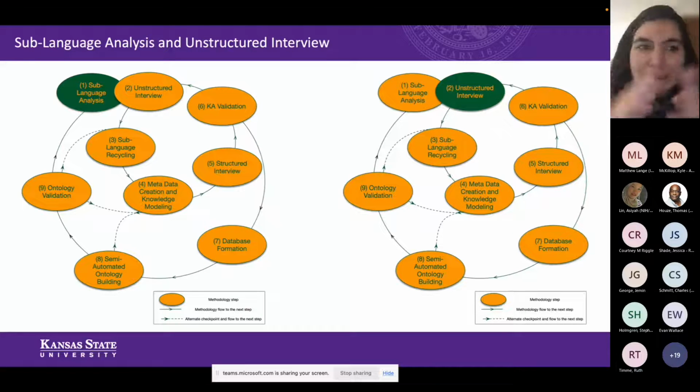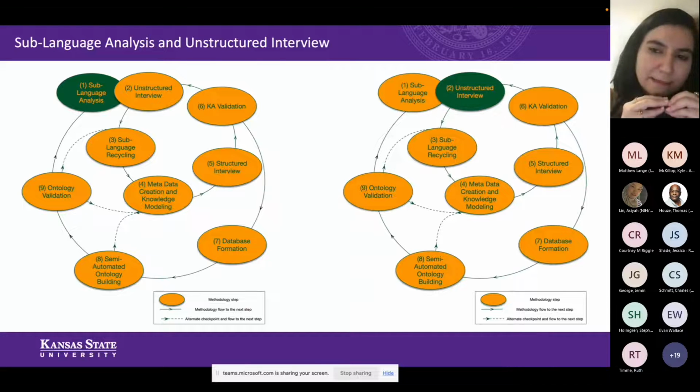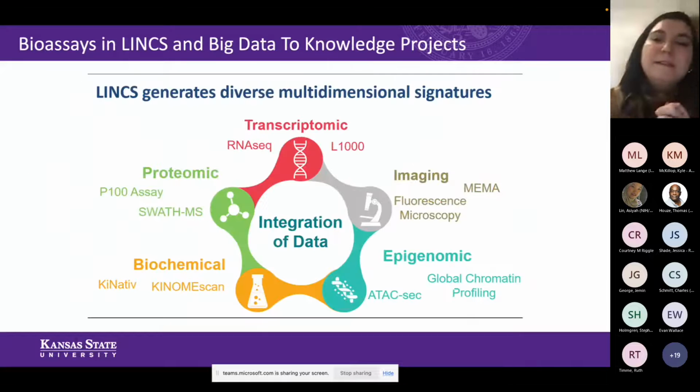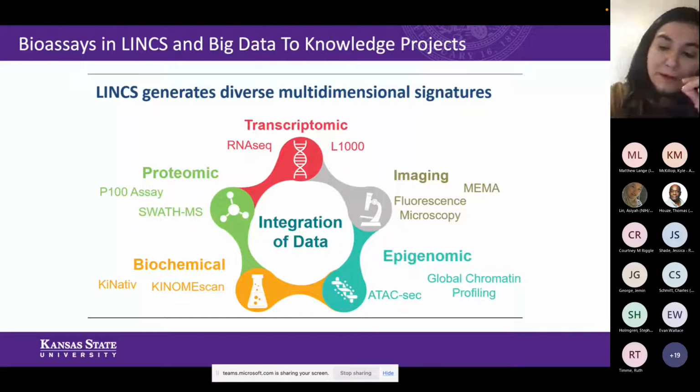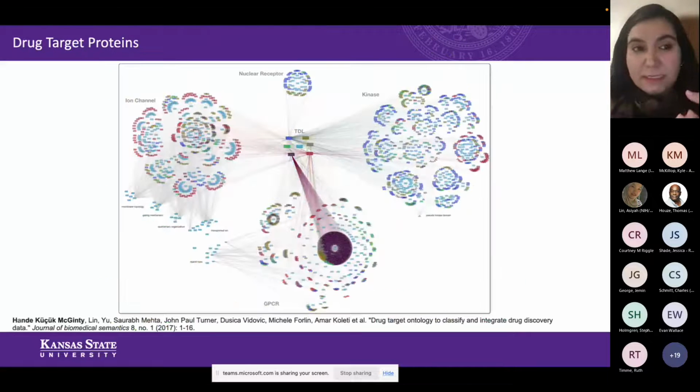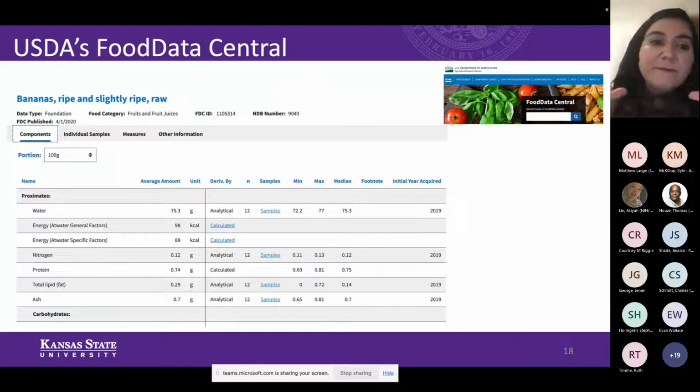The first step and the second step, what I call sub-language analysis and unstructured interview, just for the sake of it, is really trying to understand what your data is telling you and really working with the domain experts to understand it. For the drug discovery and bioinformatics research that I did, I had to put together, for example, the different bioassays that the different data centers were running and generating data from, and also the drug target proteins that were being studied in different centers around the world. Of course, for the USDA's Food Data Central, we focused on the Foundation Foods dataset.